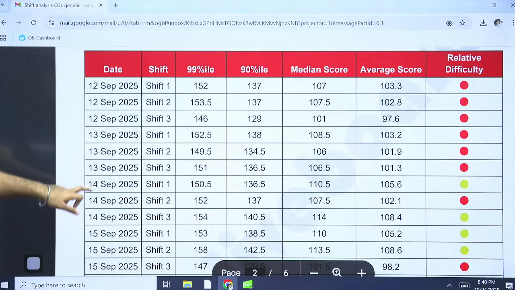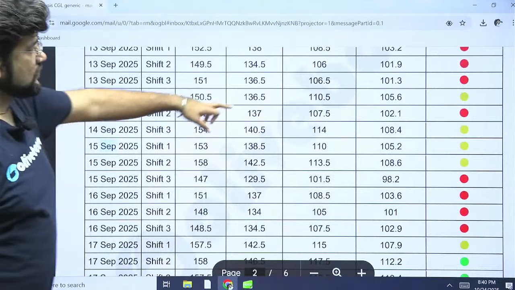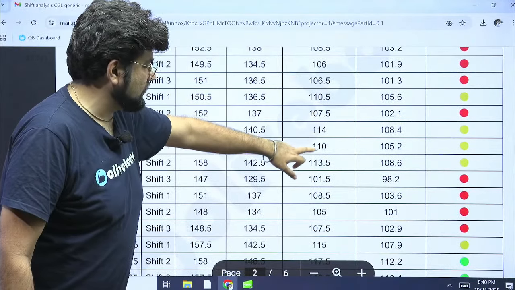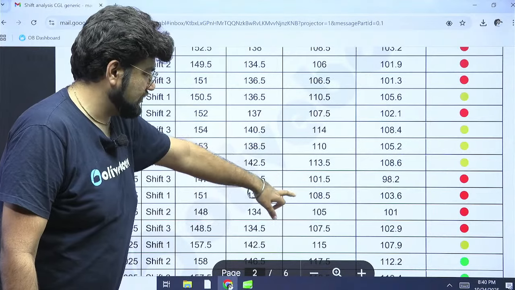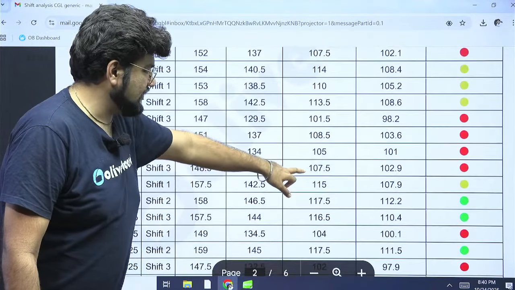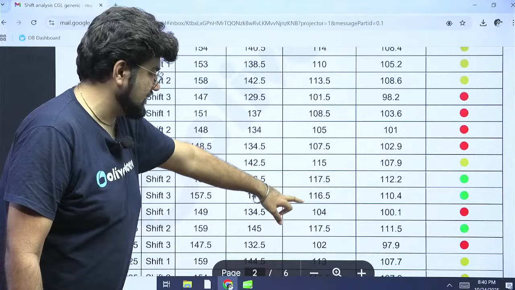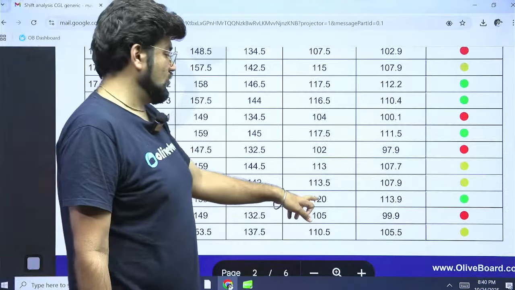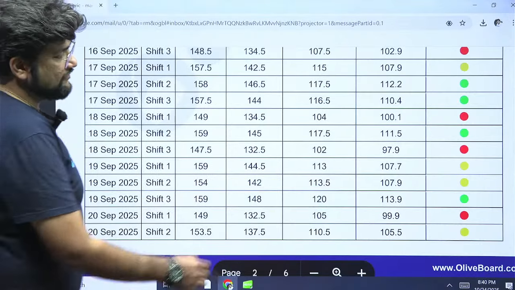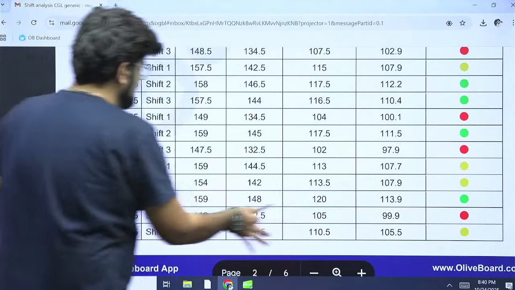So let's see, we'll just keep scrolling. 106.5, 110, 107, 114, 110, 113. So far the range is that only. 101.5. Okay, 108.5, 115, 117, 116, 117. So this will keep progressing. 120. Okay, now this is probably a very easy shift. 120 is the median score.